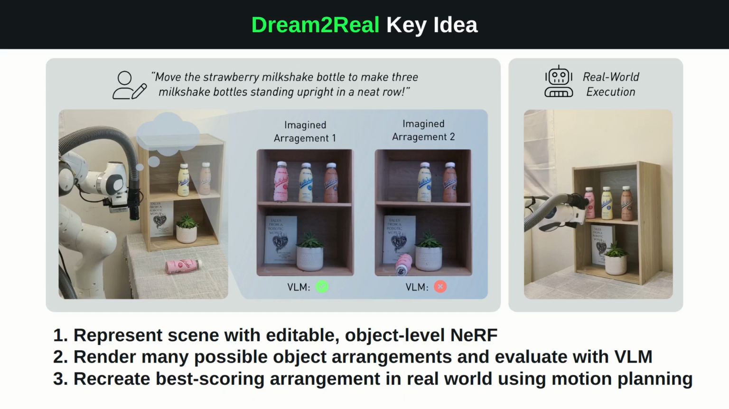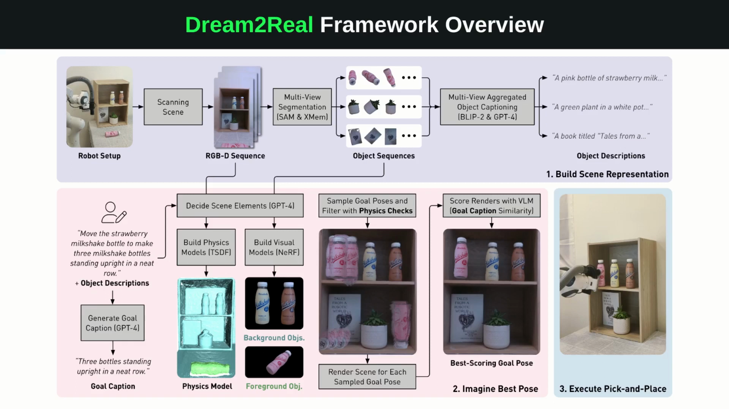The key idea is this. First, the robot autonomously builds an editable object-level NeRF of the scene. This allows it to render what the scene would look like if the objects were arranged differently. Next, it evaluates these sampled arrangements with a vision language model to see which goal pose best matches the user instruction. Finally, the robot uses this goal pose to execute the rearrangement in the real world. Let's go through how it works step by step.